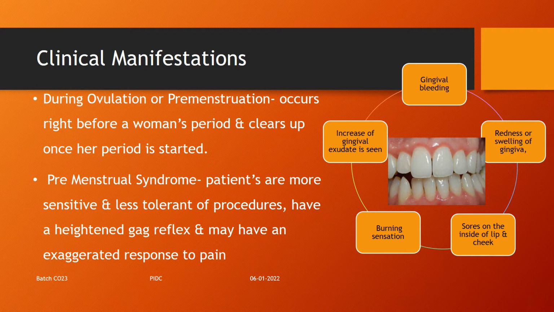There is premenstrual syndrome, a stage before the occurrence of menstruation. So here the patients will be more sensitive and less tolerant of all the procedures, and have a heightened gag reflex, and may have an exaggerated response to pain.